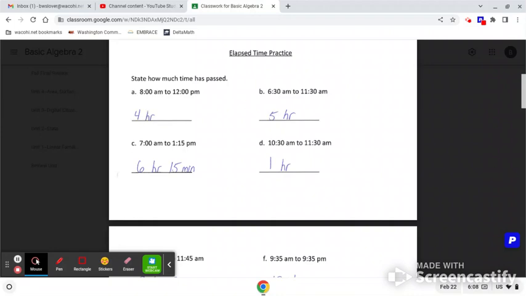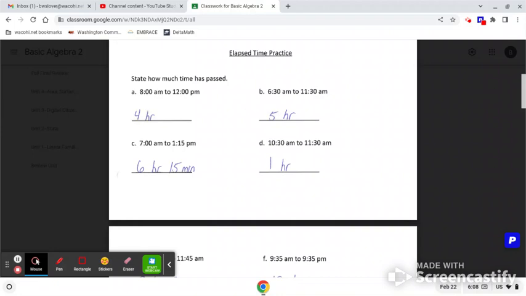So letter B, 6:30 to 11:30. Once again, start with the finger counting. 6:30 is where you're starting. After 1 hour, you're at 7:30, 8:30, 9:30, 10:30, 11:30. That gives you 5 hours.